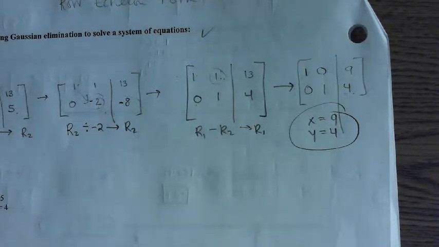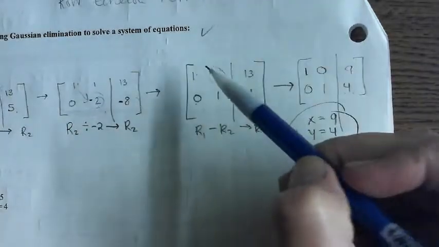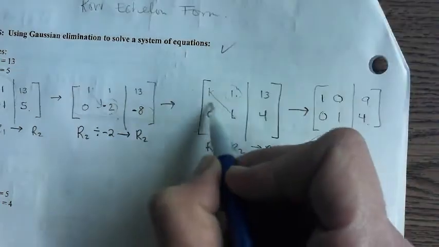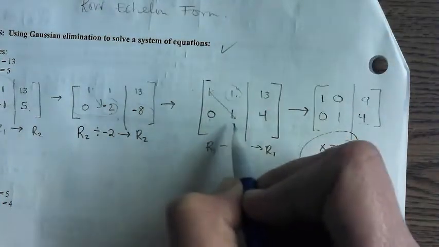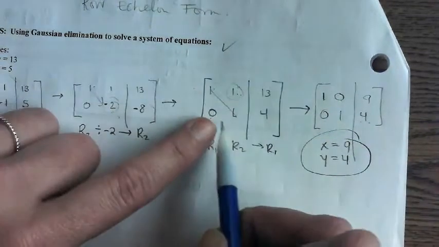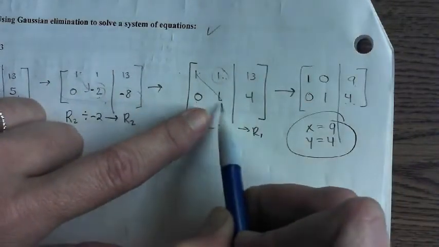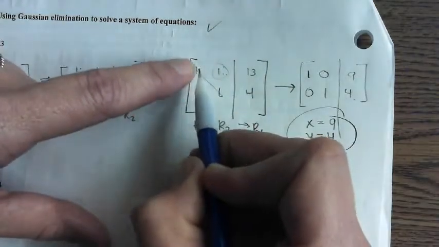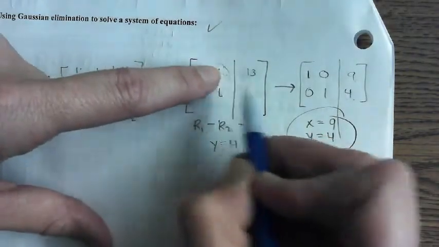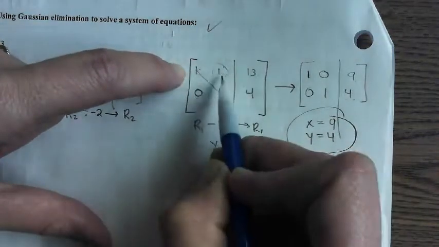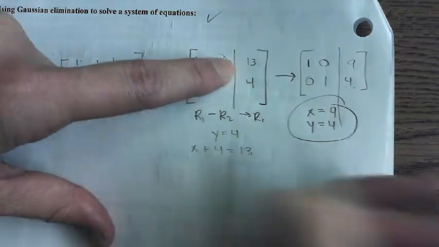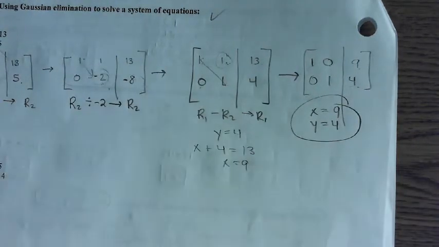Now I will tell you this. You can get 1s all the way across and just make sure everything below your diagonal is a 0, and then start with your bottom row and say, okay, y equals 4. And then up here, that would be 1x plus 1y equals 13. But now that you know y equals 4, you could just write x plus 4 equals 13, and you'd still get your x equals 9.